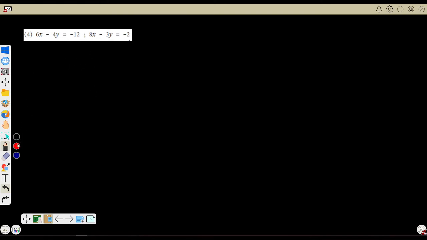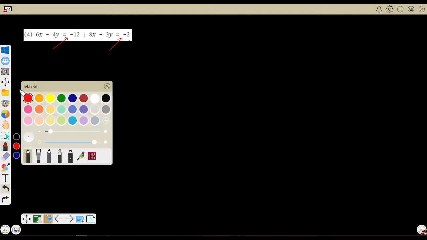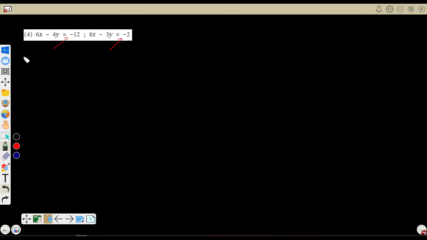If you again observe the equations, the constants are already on the right hand side. So we don't have to make any changes. It is already in the standard form. So we'll start the solution. I'll just copy the equations. 6x minus 4y is equal to minus 12, and the second equation is 8x minus 3y is equal to minus 2.